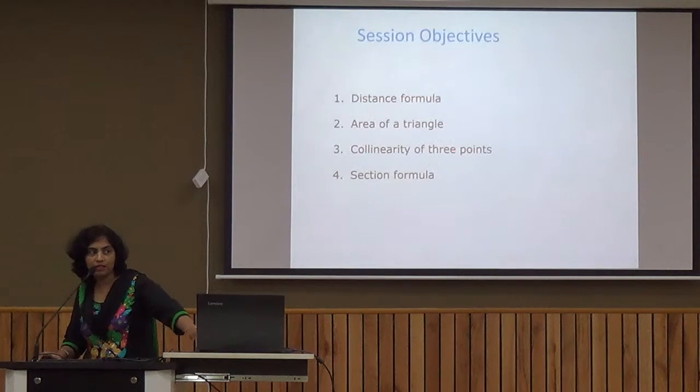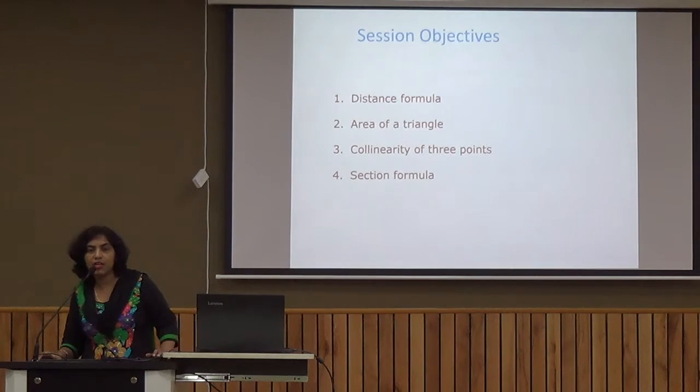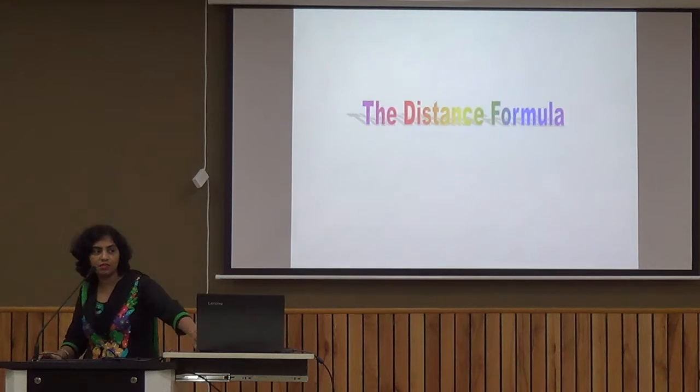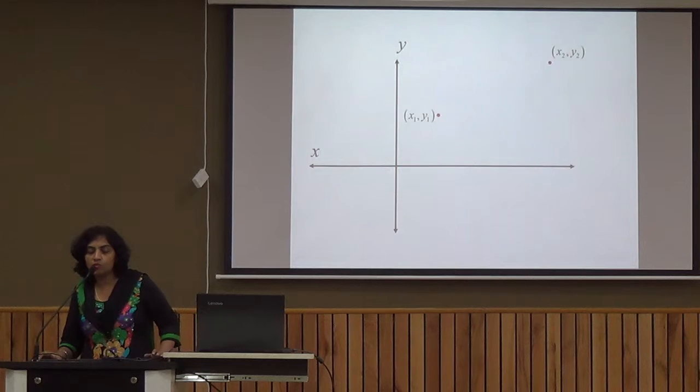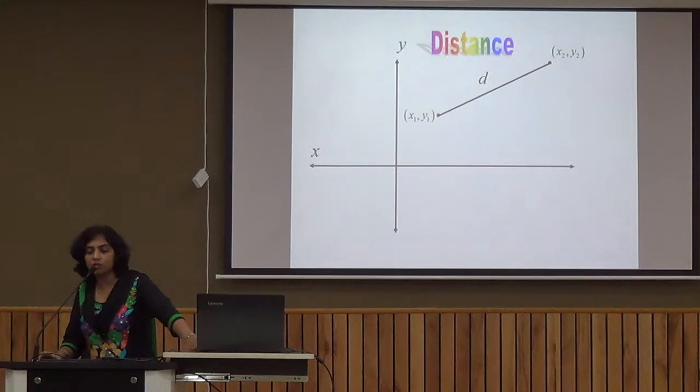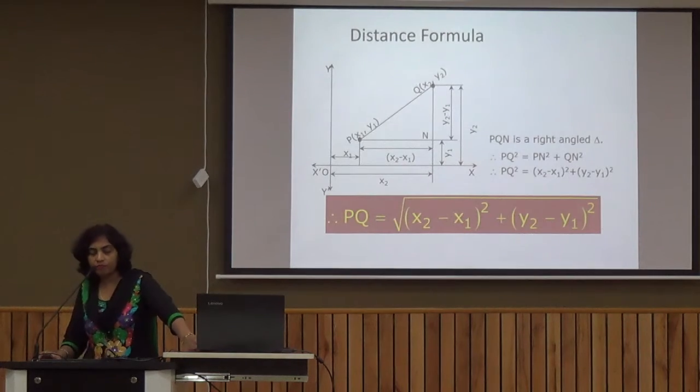So let's start. Our session objectives are distance formula, area of triangle, collinearity of 3 points, and section formula. So let's start with the distance formula. If we are given 2 points with the coordinates x1, y1 and x2, y2, the distance between them is denoted by d. So how do we calculate it?